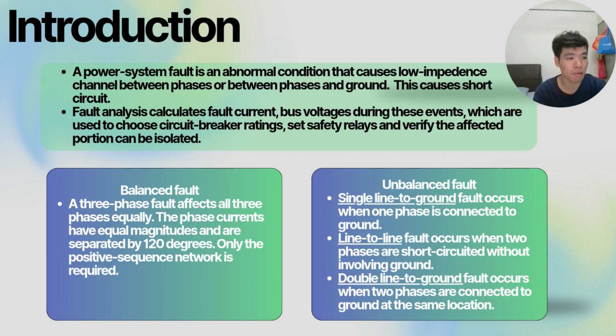The first kind is the balanced fault. In the balanced fault, the three-phase fault will affect all the three phases equally. The phase currents will have equal magnitudes and are separated by 120 degrees. And only the positive sequence network will be required during the calculation of a balanced fault.